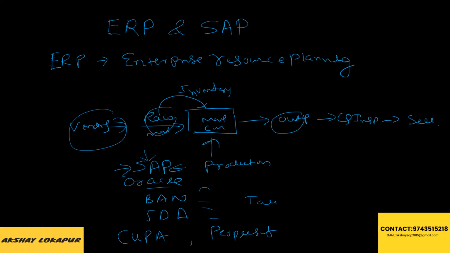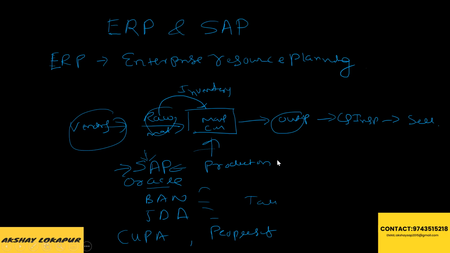80% of MNC companies are using SAP. The rest 20% are not, because they can't afford it, as it's a very costly software. If ERP is a car, then SAP is a Mercedes. You can understand it like that, it has that branding. I hope it is clear what is ERP.